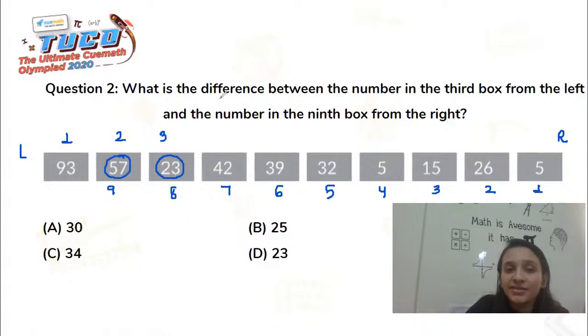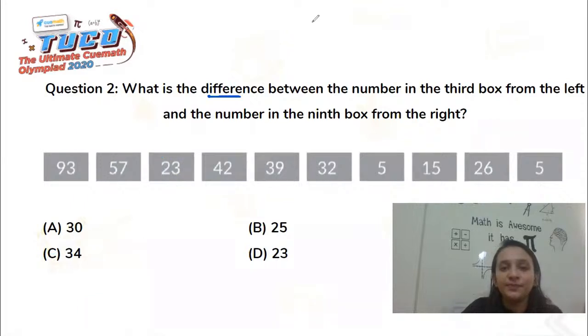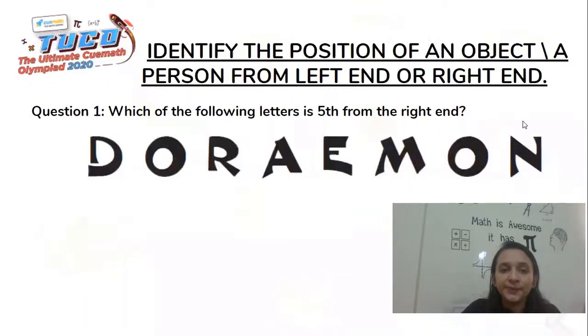And what they ask us is to find the difference between them. So I'd be taking 57 and we shall subtract 23 from it. And the answer that we will be getting is 34. So as we can clearly see, option C is the correct answer to this question. Moving on to the next question.